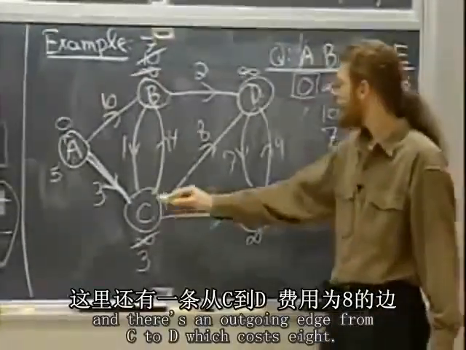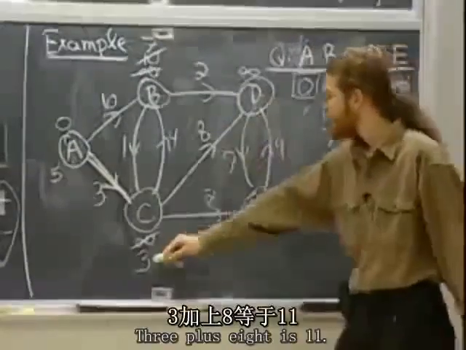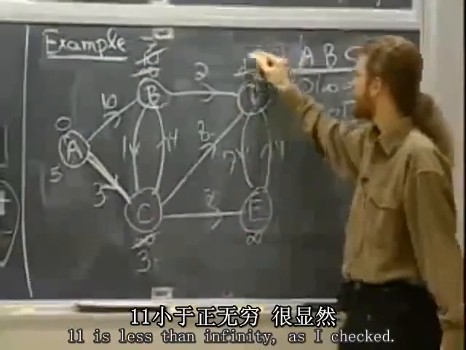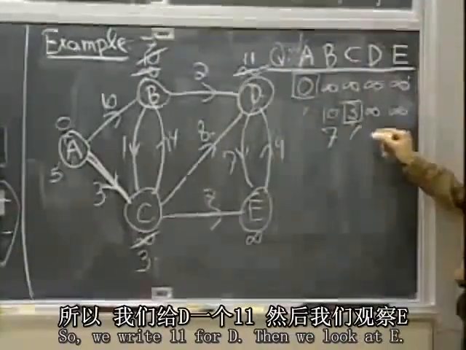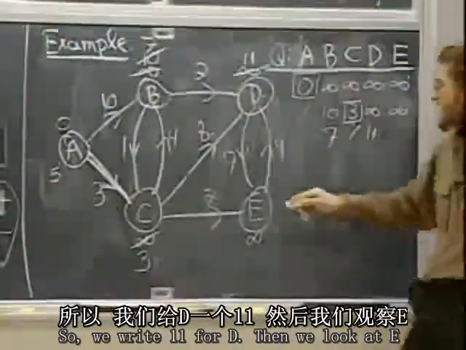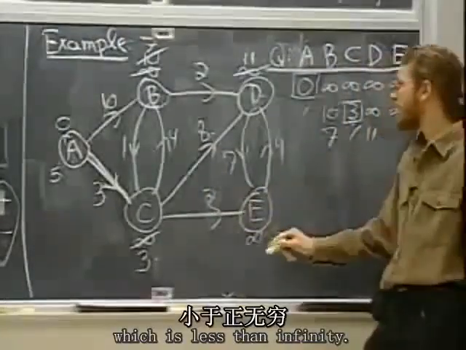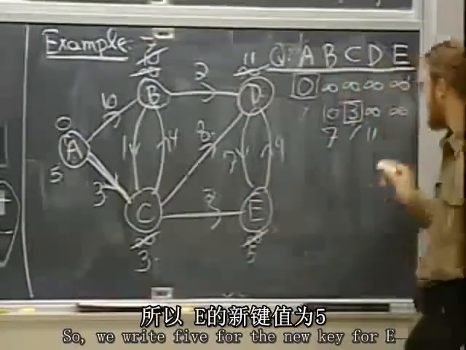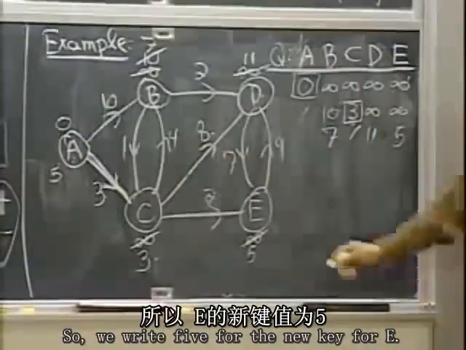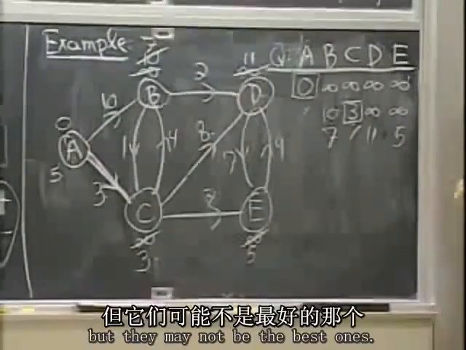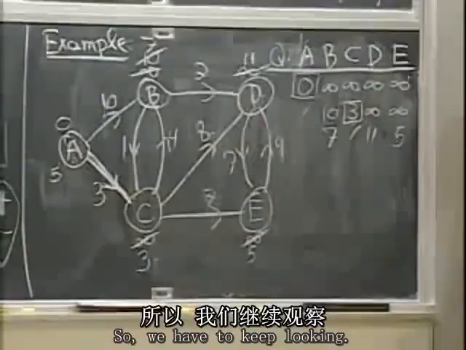And there's an outgoing edge from C to D, which costs 8. 3 plus 8 is 11. 11 is less than infinity, last I checked. So we write 11 for D. Then we look at E. We have 3 plus 2 is 5, which is less than infinity. So we write 5 for the new key for E. At this point, we have finite shortest paths to everywhere. But they may not be the best ones. So we have to keep looking.